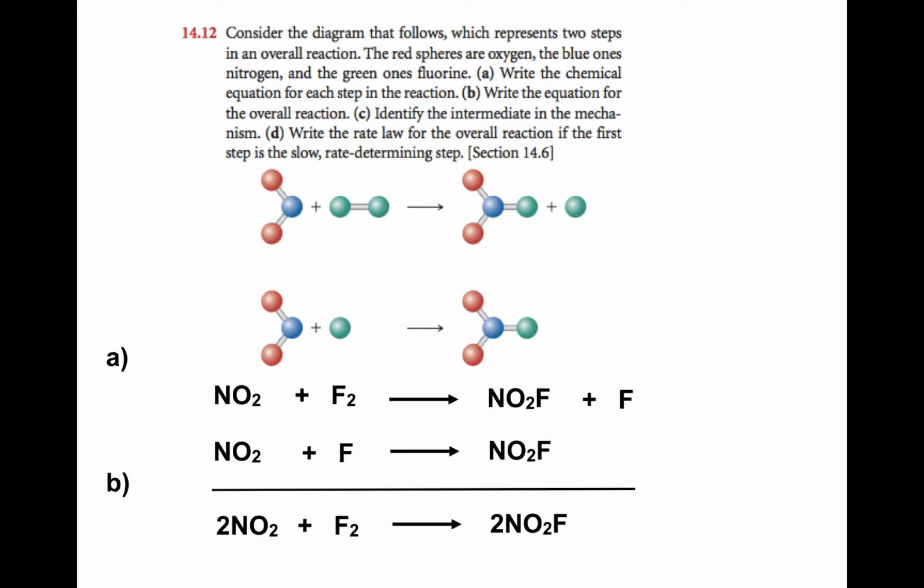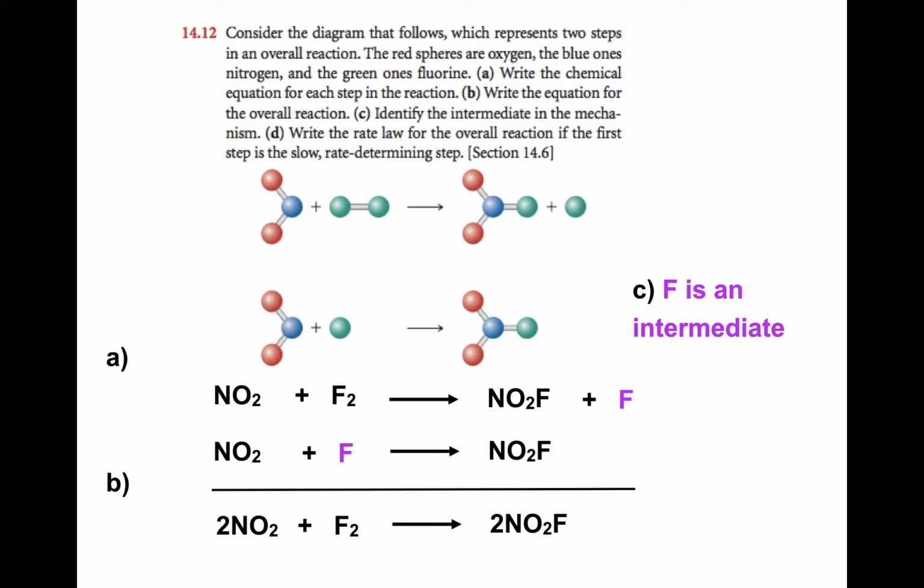C, identify the intermediate in the mechanism. An intermediate is made in one step, all right, that's the fluorine radical, and then it's used up in the next step. So when I add these two steps together, the fluorine radical doesn't appear in the overall equation. It's made in one step, used in another. So the fluorine atom that's produced during this reaction is the intermediate.